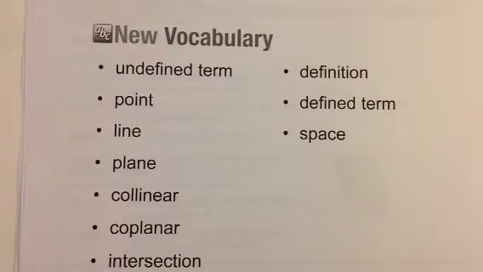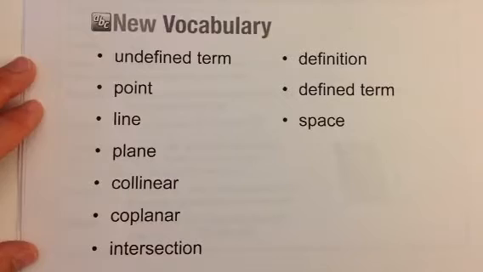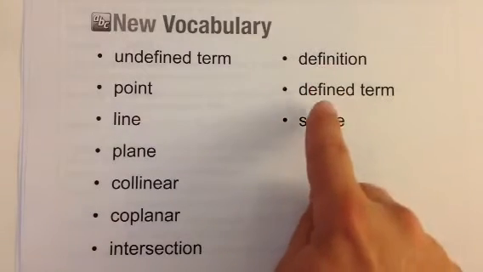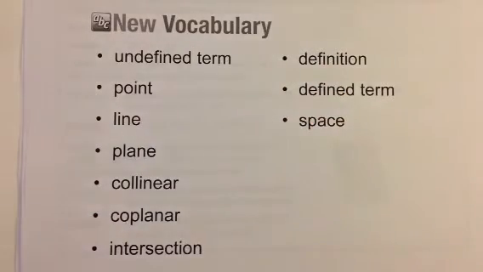And so there's some new vocabulary for you. We're going to learn what an undefined term is, and what a point, line, and plane are. You're going to learn about collinear and coplanar, intersection, definition, defined term, and space. Now, these are all highlighted words in your text, and we're going to write definitions for some of these, but for several of them I've already given you the definitions.